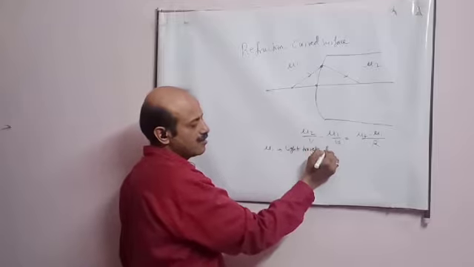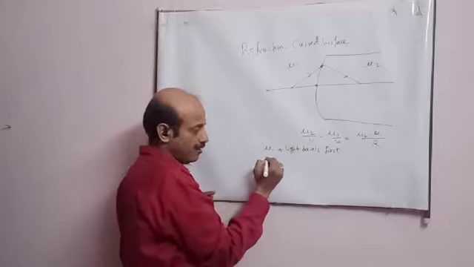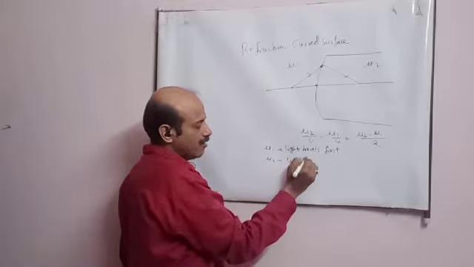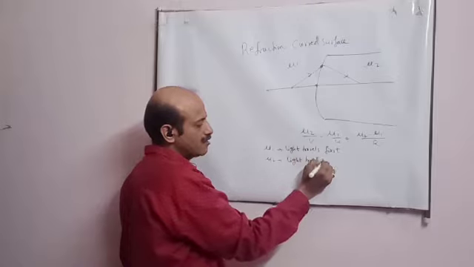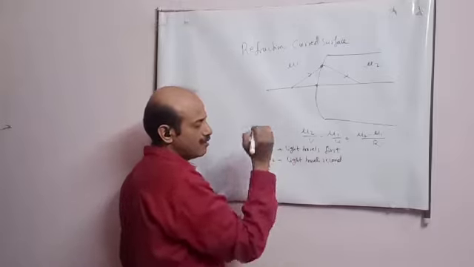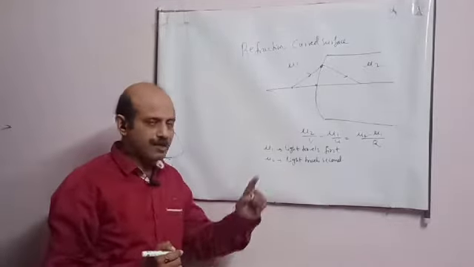Light travels first. I am saying first, student. And mu2 means where light travels second. Light travels second. So what do first and second mean?